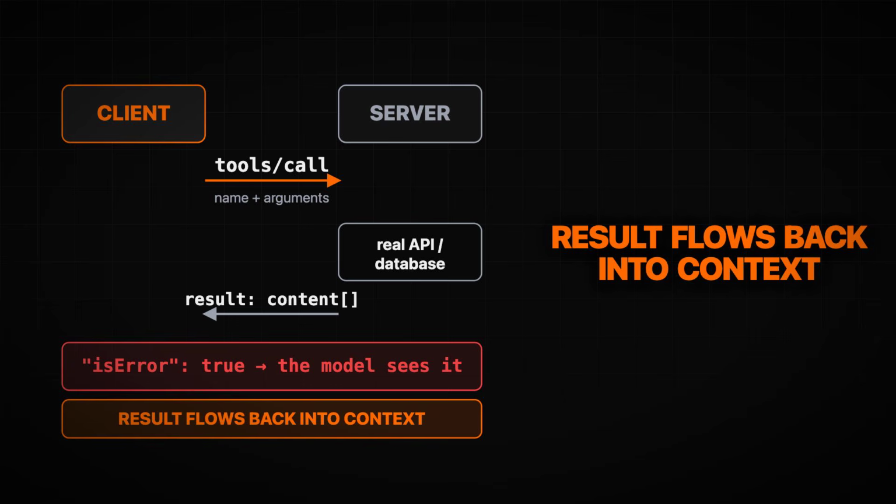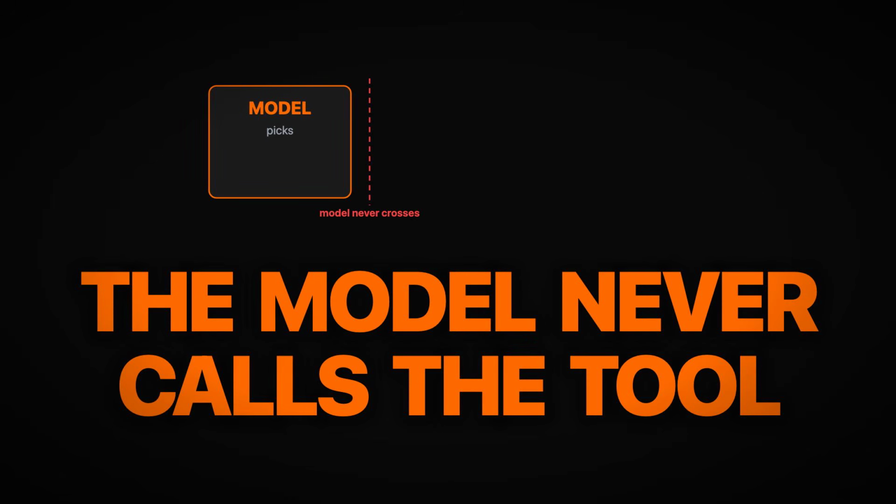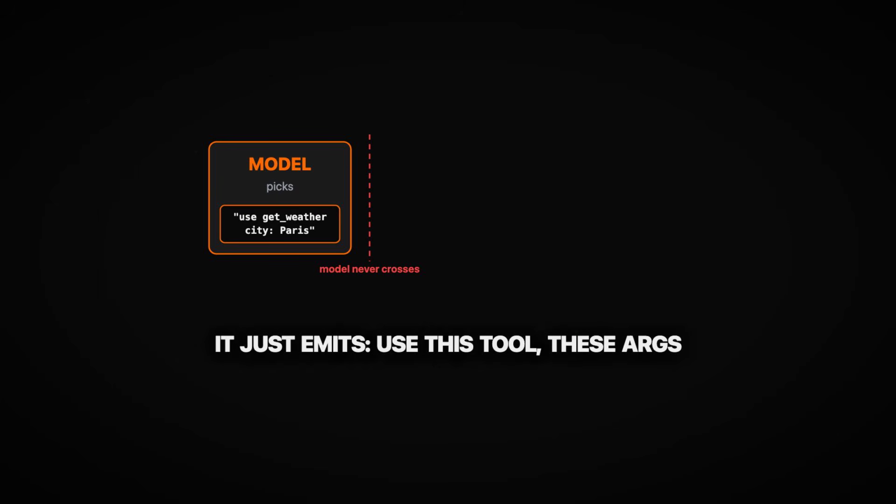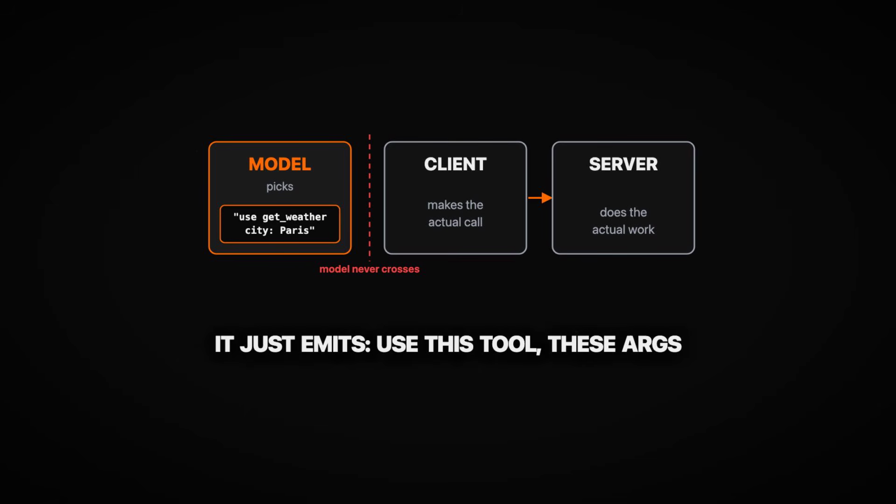Ask, list, call, answer. And here's the part everyone gets backwards. The same reveal from our agent video. The model never calls the tool. It just emits a request that says, use this one, with these arguments. The client makes the actual call. The server does the actual work. The model picks from the menu. It never walks into the kitchen.